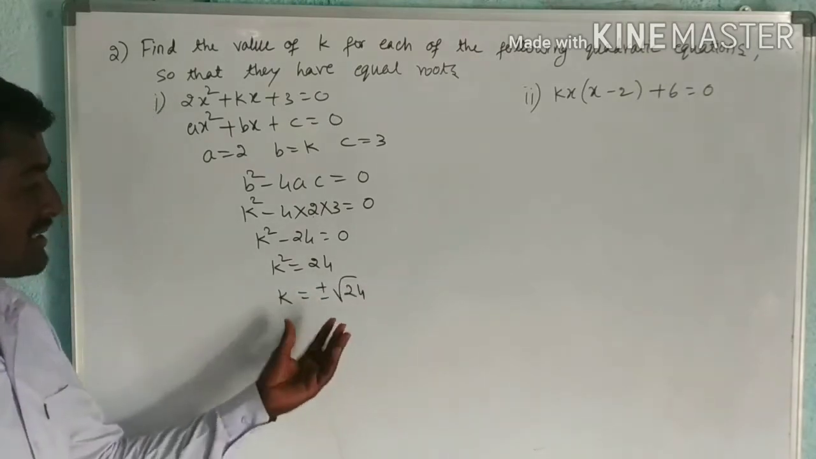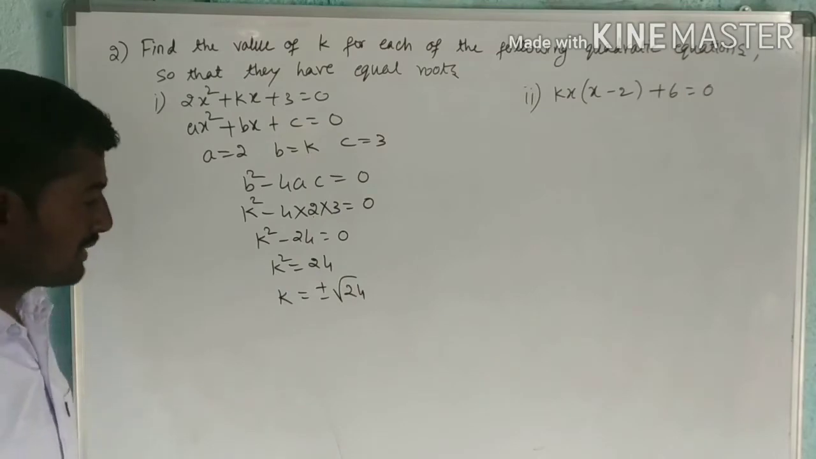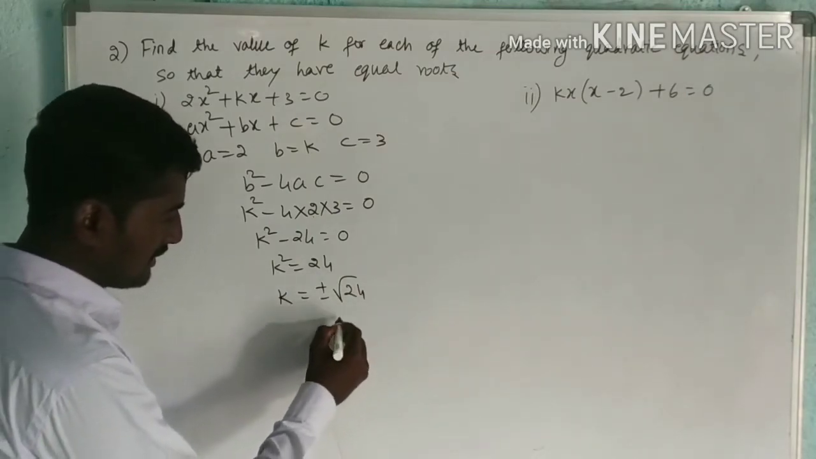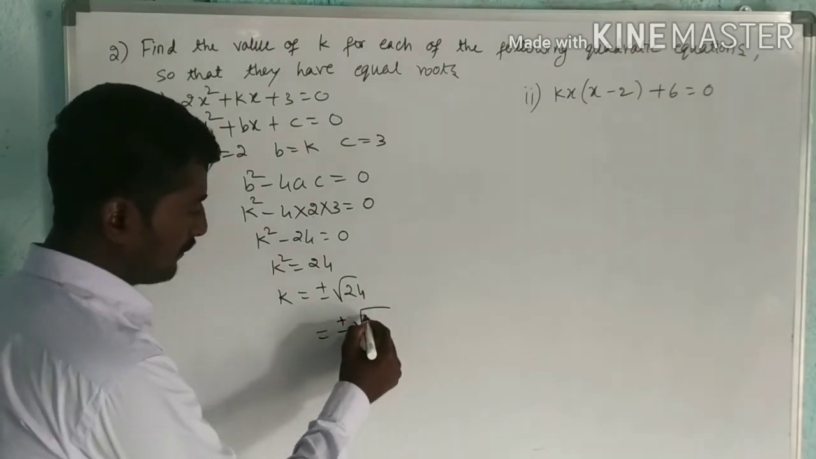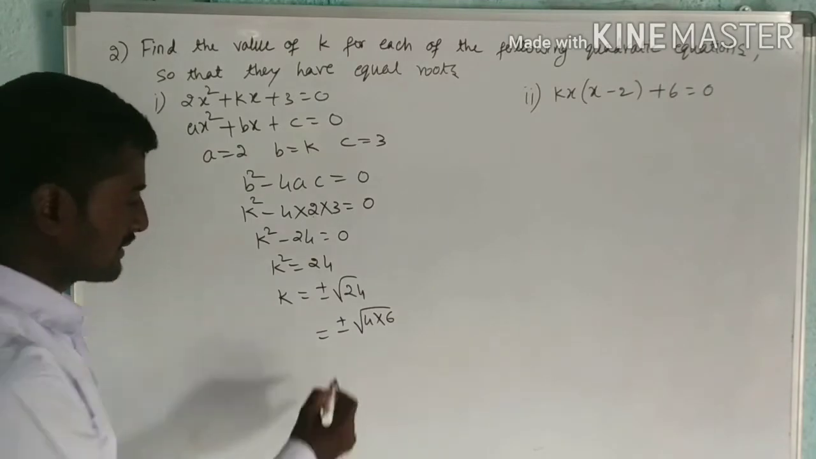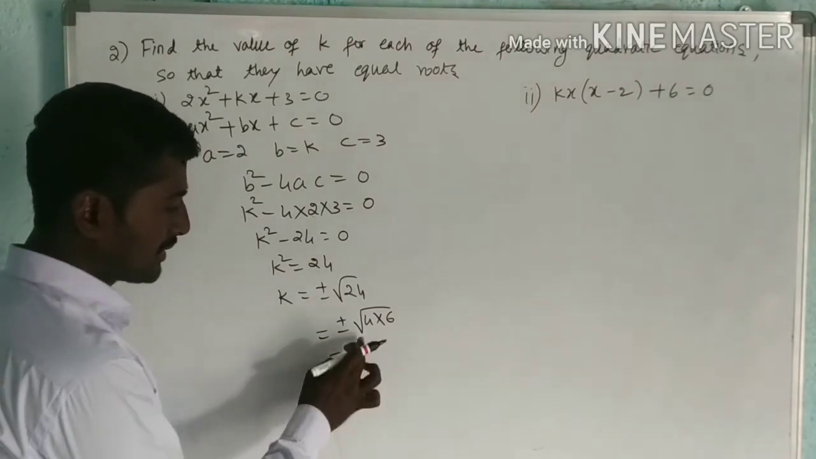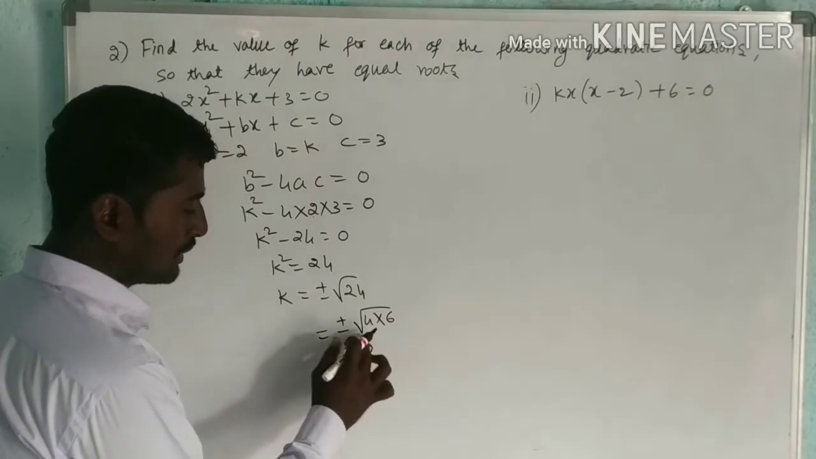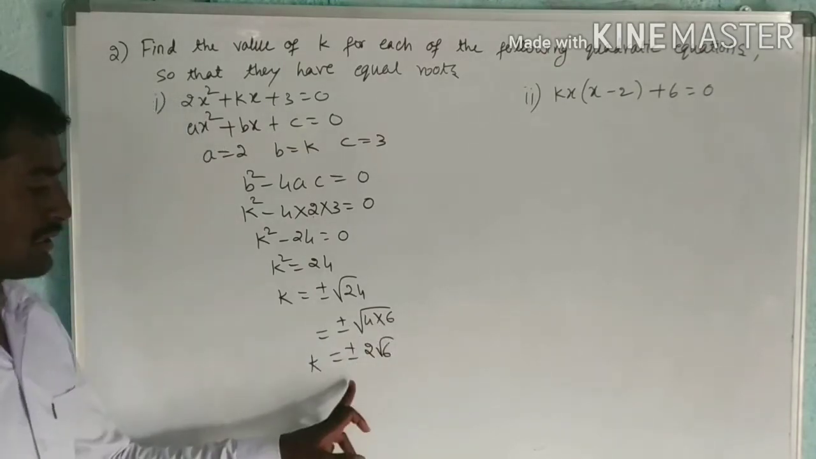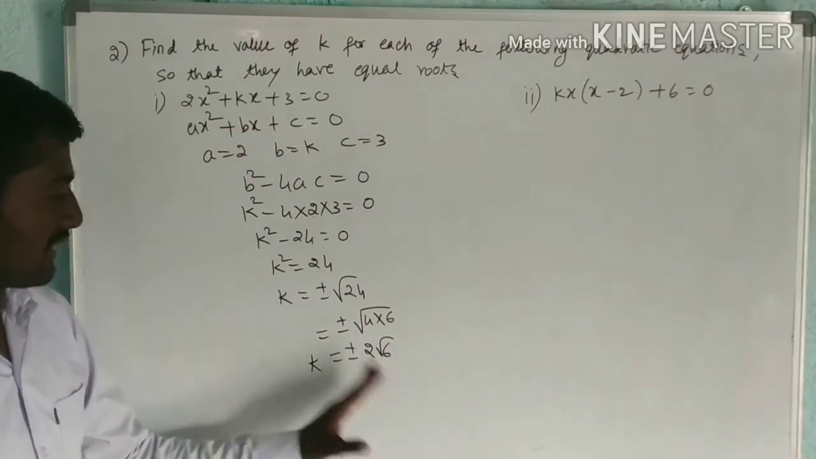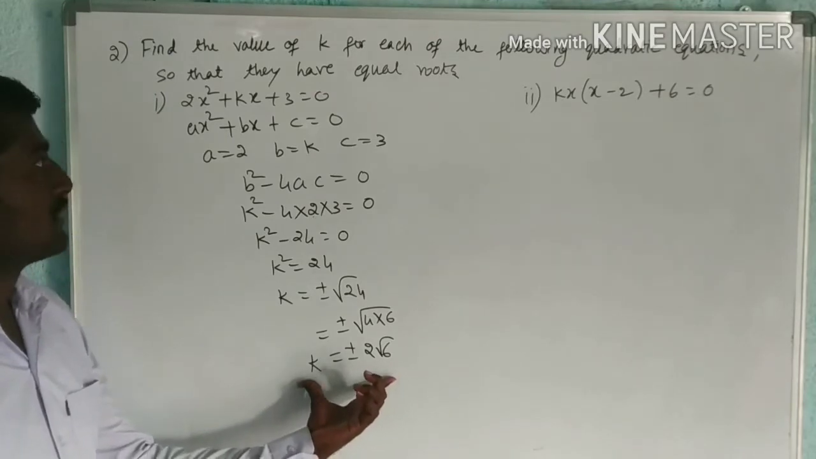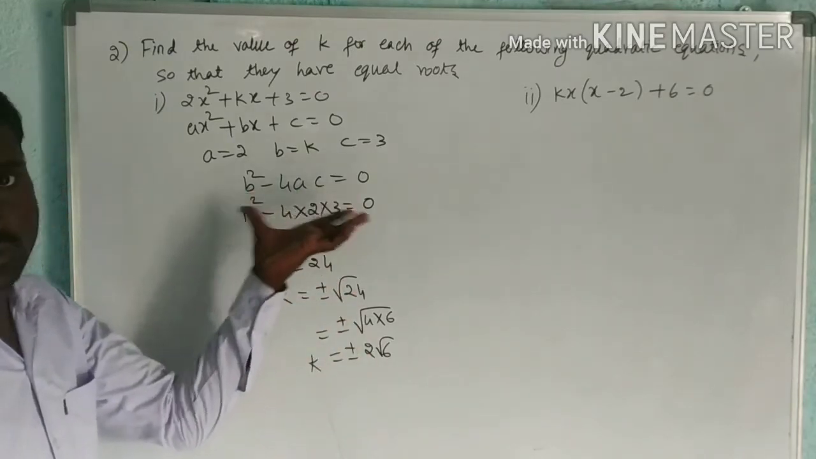Now k is equal to plus or minus root of 24. It may be plus or it may be minus. There are two possibilities. Now this I can write as 4 into 6, 24. Now this is plus or minus the square root of 4, which is nothing but 2, times the square root of 6. That is, k is equal to plus or minus 2 root 6. These are the two possible values of k to get b square minus 4ac equal to 0.